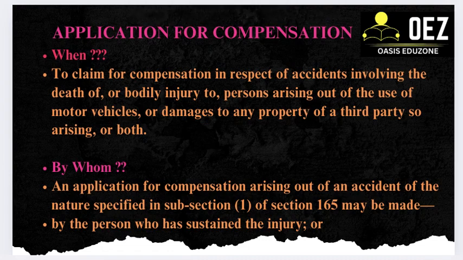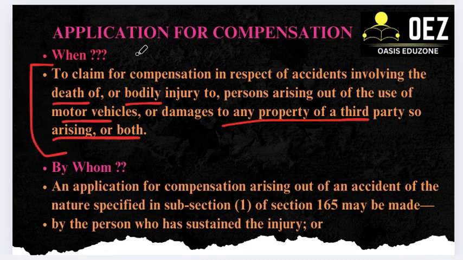Now here comes the important part: the application for compensation. Actually, the claims tribunal procedure starts by filing an application for compensation. So one can claim compensation in respect of accidents involving death or bodily injury to persons arising out of the use of motor vehicles, or damages to any property of a third party. So in all these unfortunate situations, we can file an application for compensation in the claims tribunal.